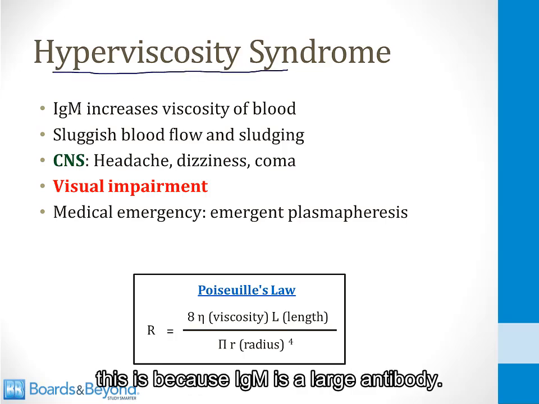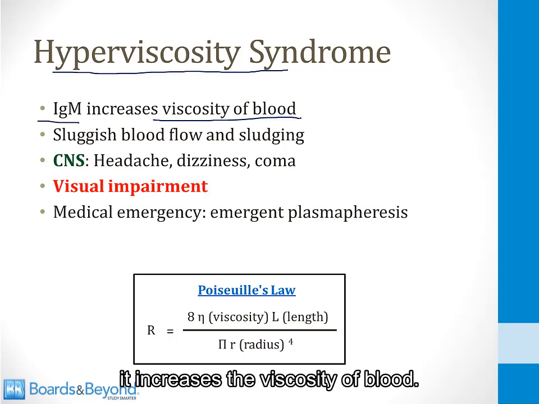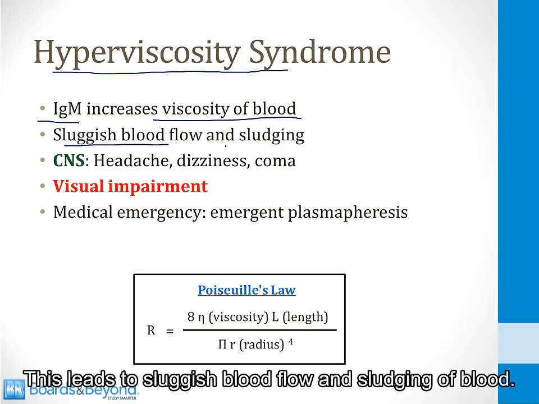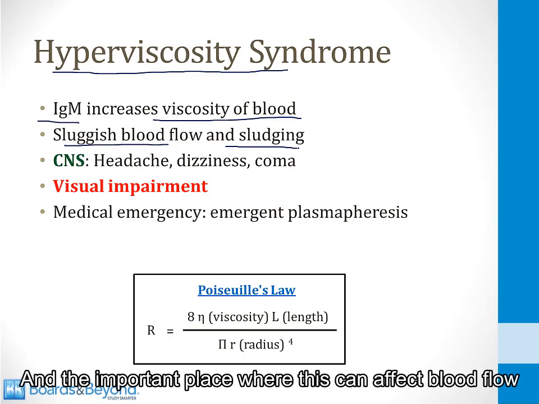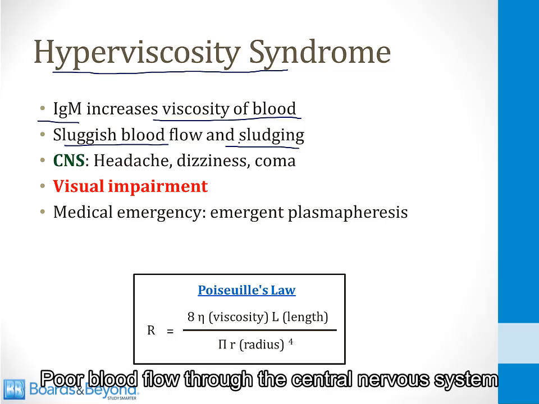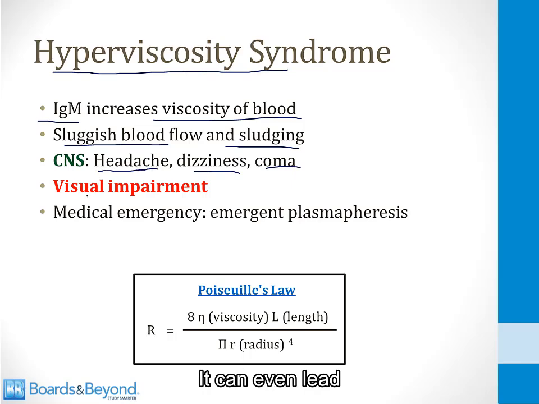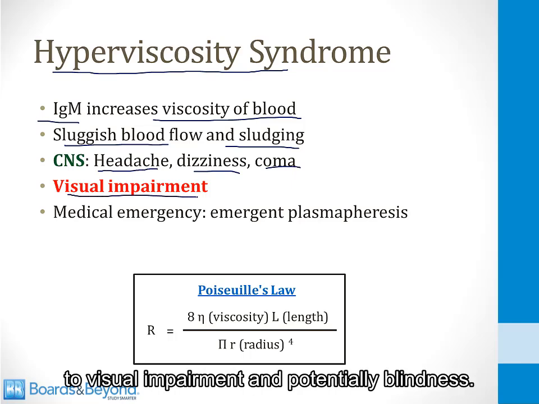As I mentioned before, this is because IgM is a large antibody, and when it's present in excess, it increases the viscosity of blood. This leads to sluggish blood flow and sludging of blood, and the important place where this can affect blood flow is in the central nervous system. Poor blood flow through the central nervous system can cause symptoms like headache and dizziness and coma. It can even lead to visual impairment and potentially blindness.